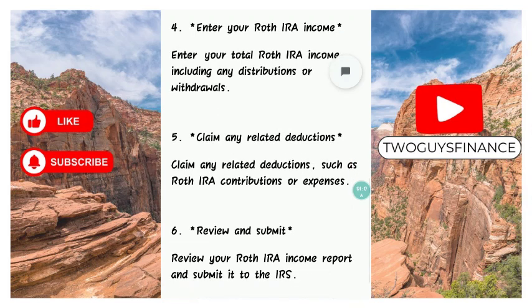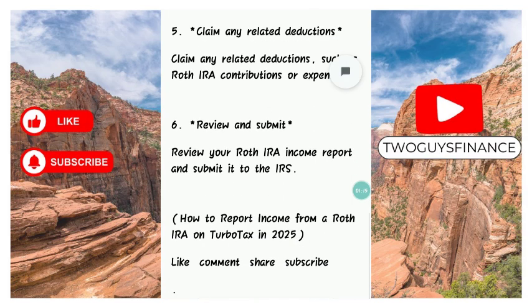And the final step is to review your Roth IRA income report and submit it to the IRS, and they're going to take care of the rest from there. That's pretty much it on how to report income from a Roth IRA on Turbotax in 2025.